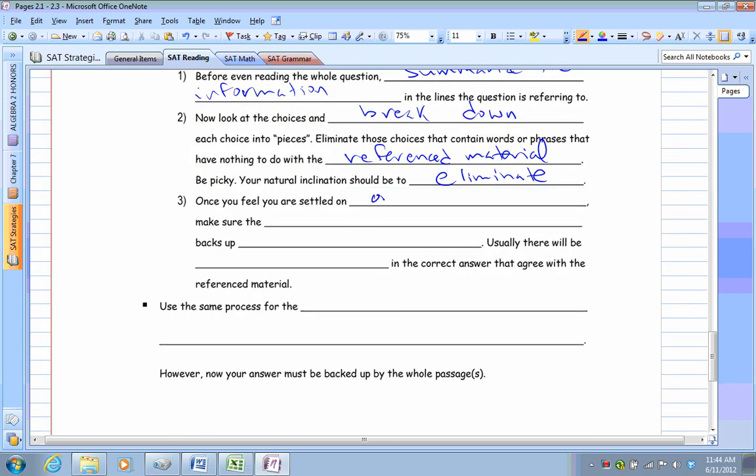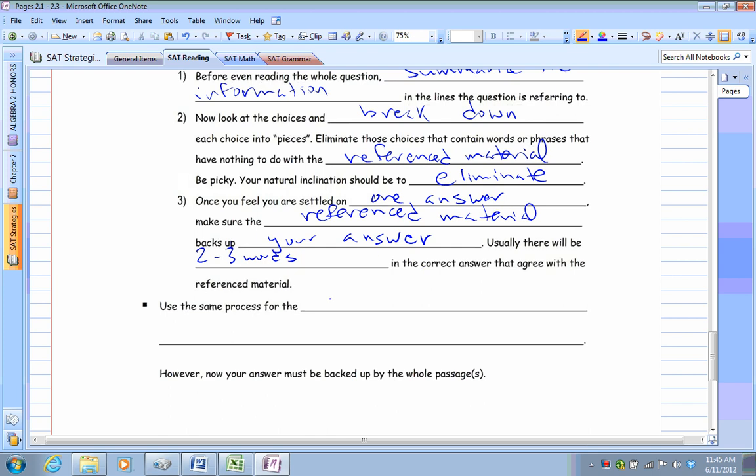Once you settle on one answer, as a double check, make sure the reference material, whatever lines you're referring to in the passage, backs up your answer. And usually there'll be 2 to 3 words in the correct answer that agree with the reference material. So it's a bit of paraphrasing too: the correct answer will be what you see in the passage, just written in different words. That's how you want to think about it.